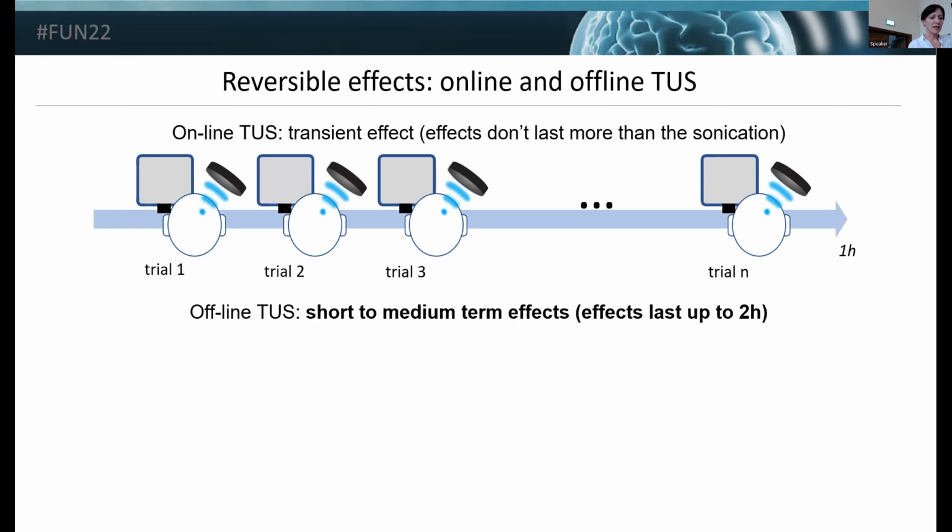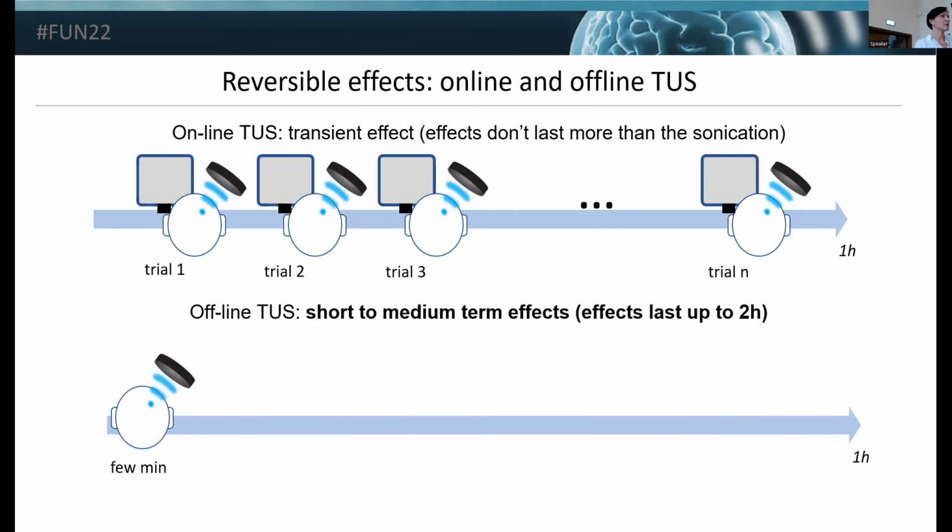Other effects last longer, and I'm going to refer to those effects as offline TUS. In this case, we usually apply more energy, in the tens of seconds to a few minutes, and then we can record or have readouts that last for a few hours after the intervention. So in this case, you have plenty of time to put, for example, somebody in an MRI scanner, or animals, and observe task-related changes or resting state fMRI. And this is what I'm going to be focusing on today.